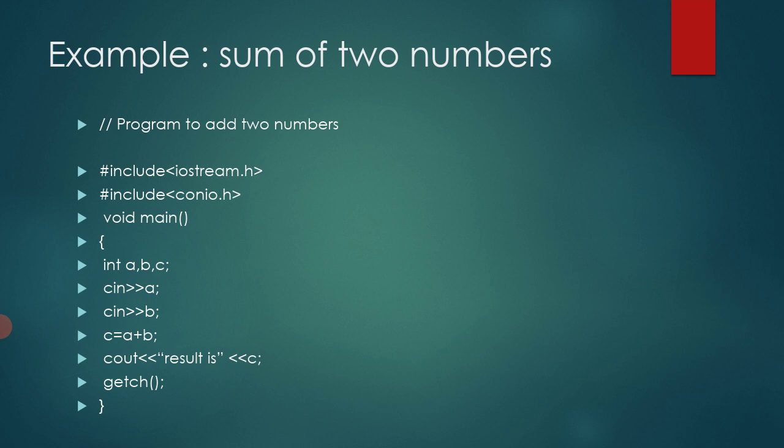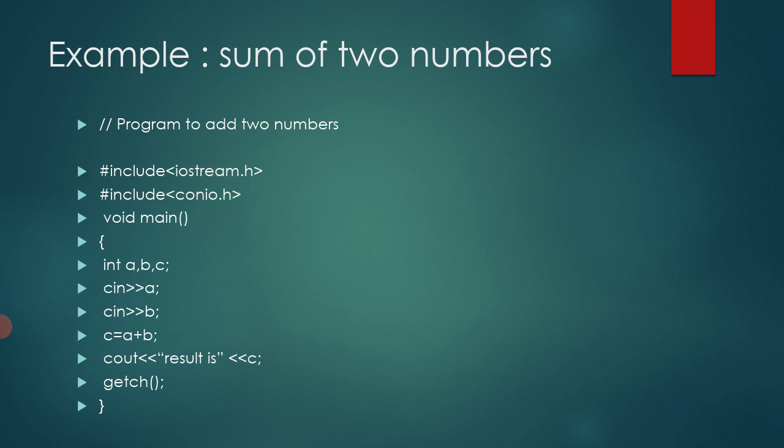#include conio.h. Conio is used for console functions. Next is void main. Void main is the main. This is a function. This is the start of the function, and inside the function you have to write the whole code. So start with the curly bracket.